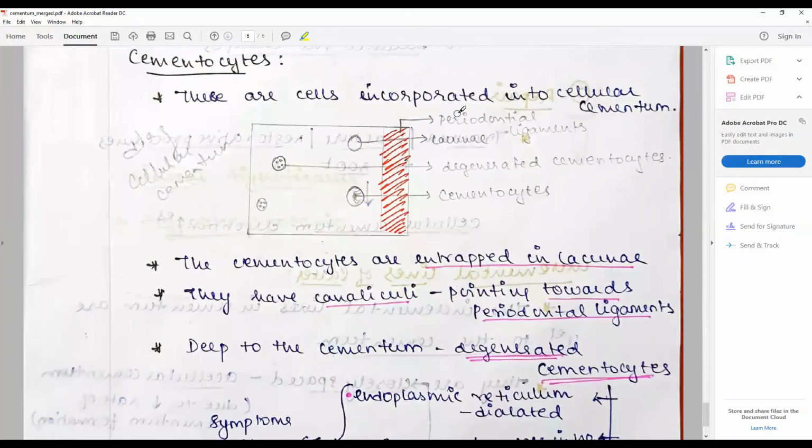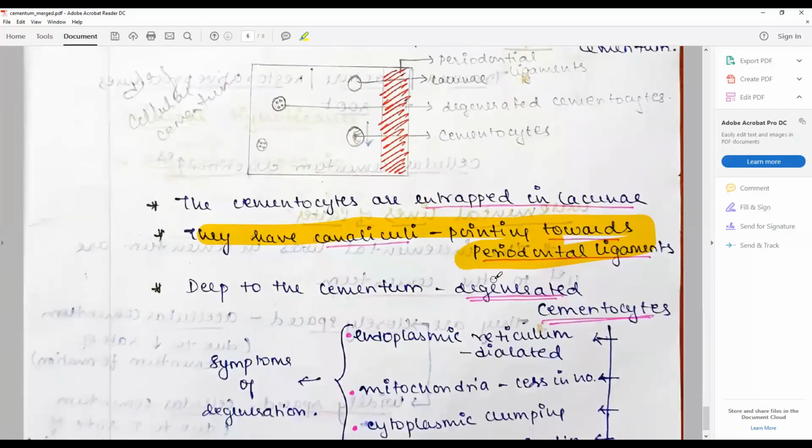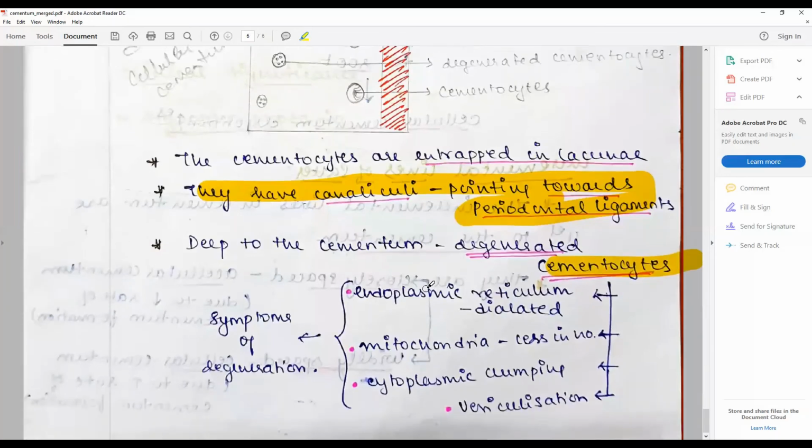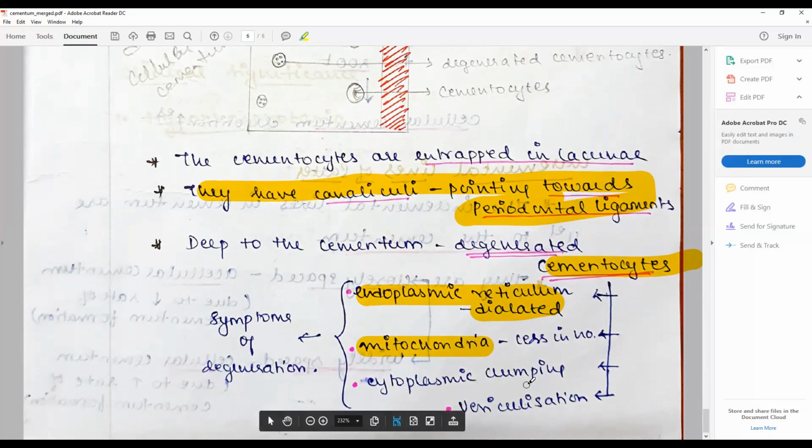Cementocytes are cells incorporated into cellular cementum. They have processes entrapped in lacunae. They have canaliculi pointing towards, a very important point, the periodontal ligament. Deep to the cementum, cementoblasts may transform into cementocytes. The signs of these transformations include dilated endoplasmic reticulum, fewer mitochondria because they are quiescent cells, and cytoplasmic clumping with evidence of vesiculation.